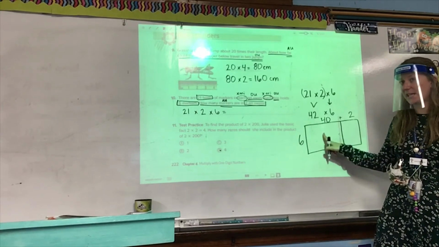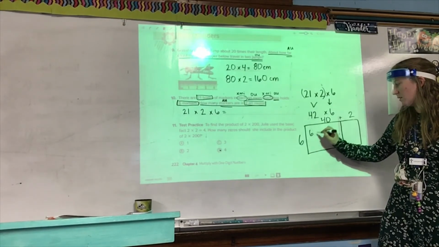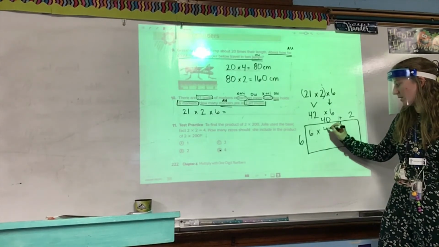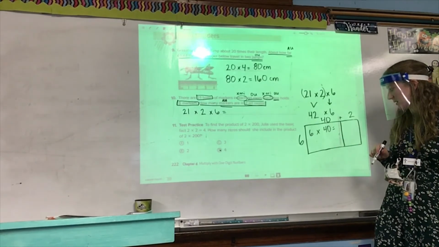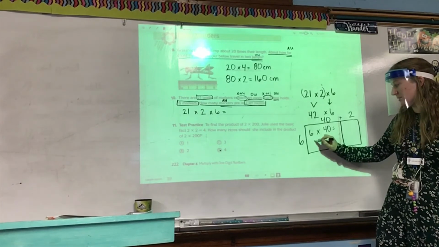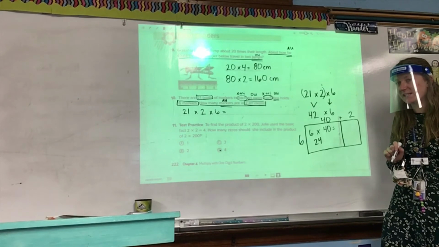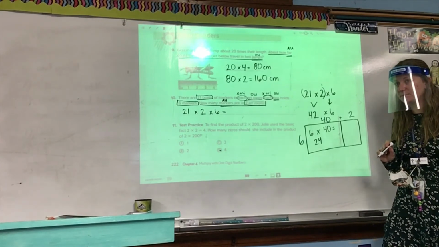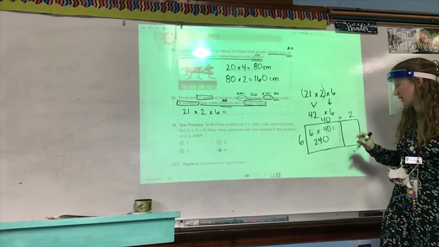So I multiply the tens, which is my factor on the side, multiplied by the number above the tens. Now I just use basic facts and patterns. Basic facts, 6 times 4 equals? Patterns, how many zeros do I have at the end of the factor? So how many zeros go at the end of the product? Now, what's the next step?